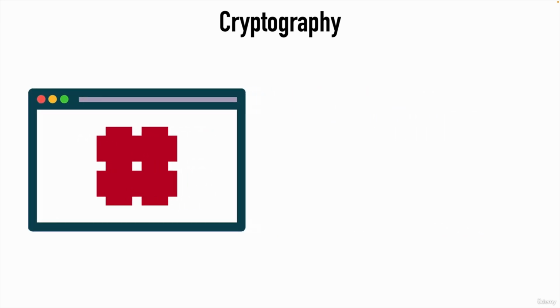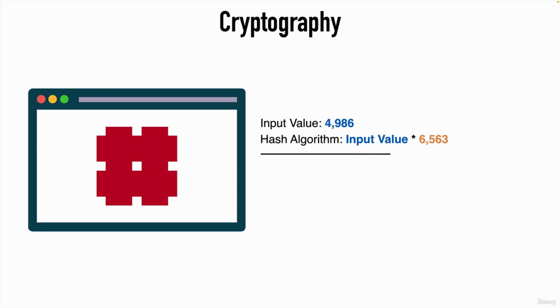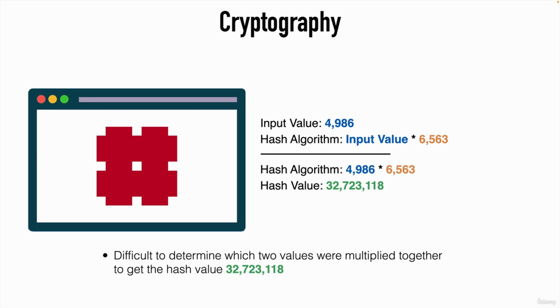As a very simple example, consider the following input and hash algorithm. We see the input value 4986 and a very simple hash algorithm. Just as an example, we're multiplying the input value by 6563. The input would be inserted into the hash algorithm in order to compute the hash value, and the resulting hash value is just over 32 million, as seen here on screen.